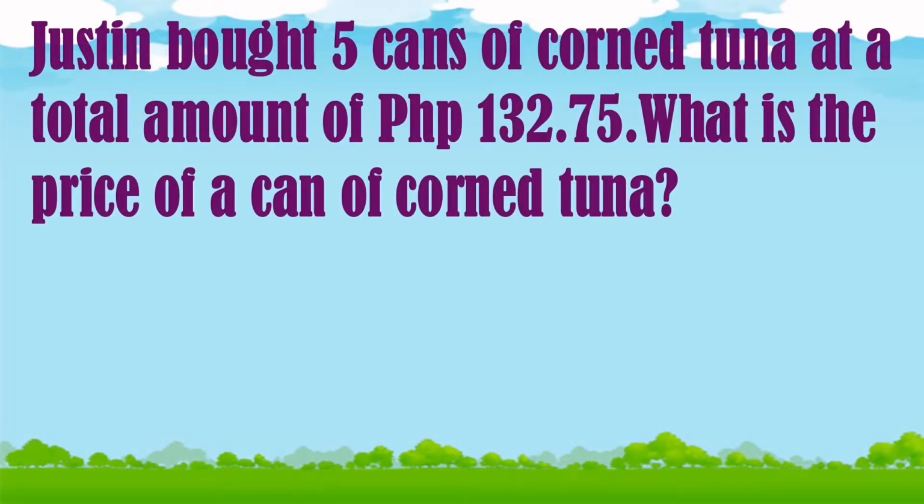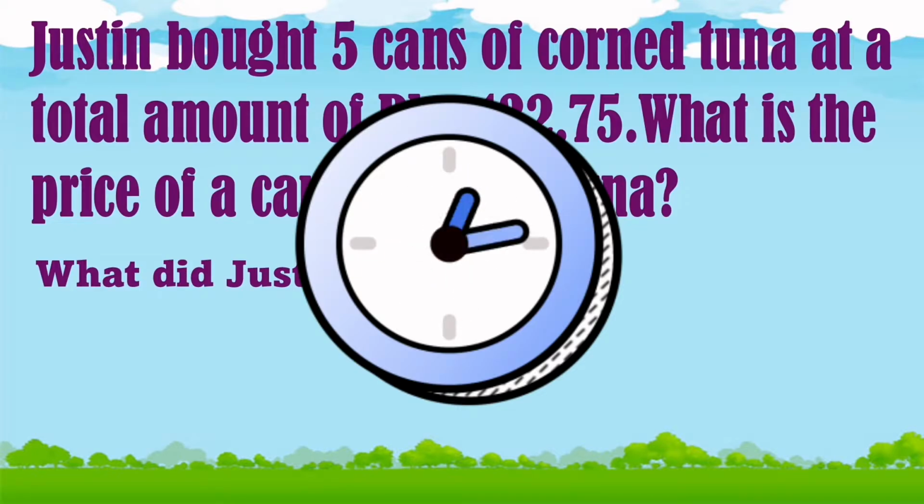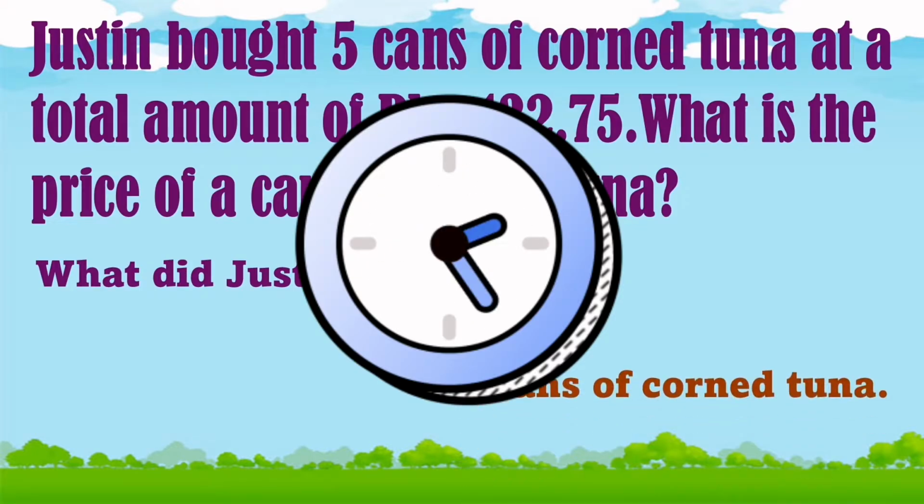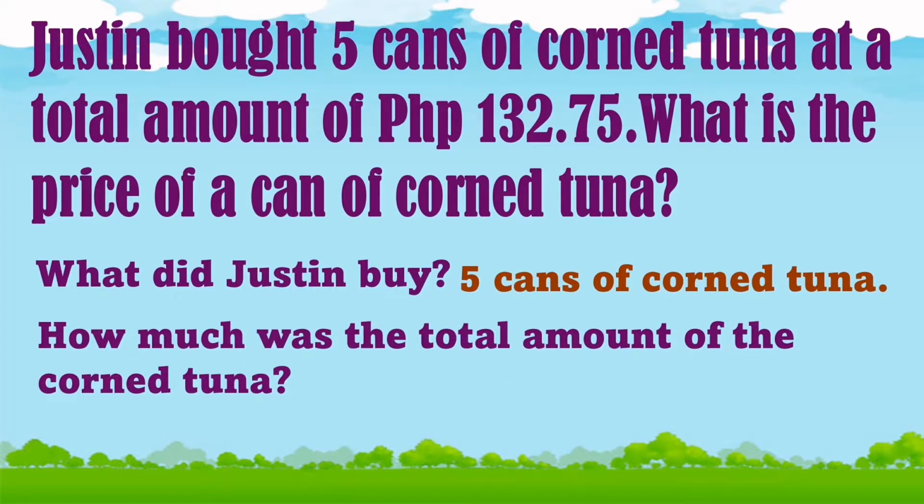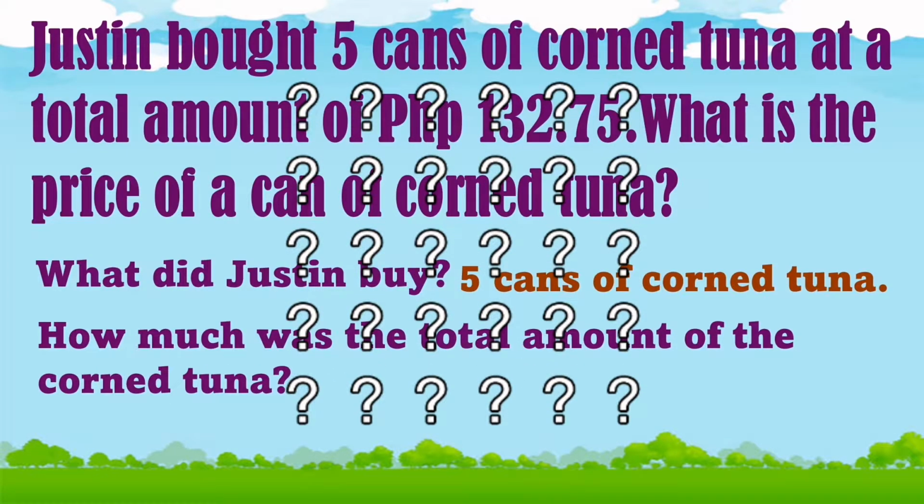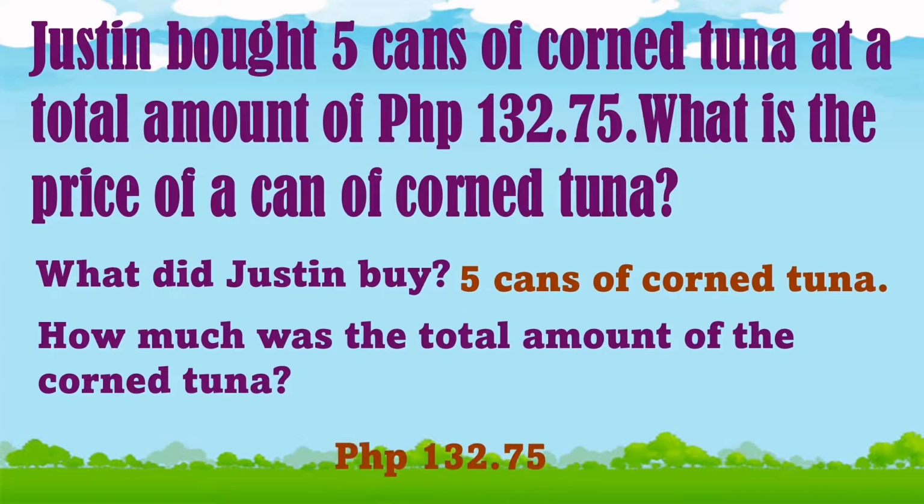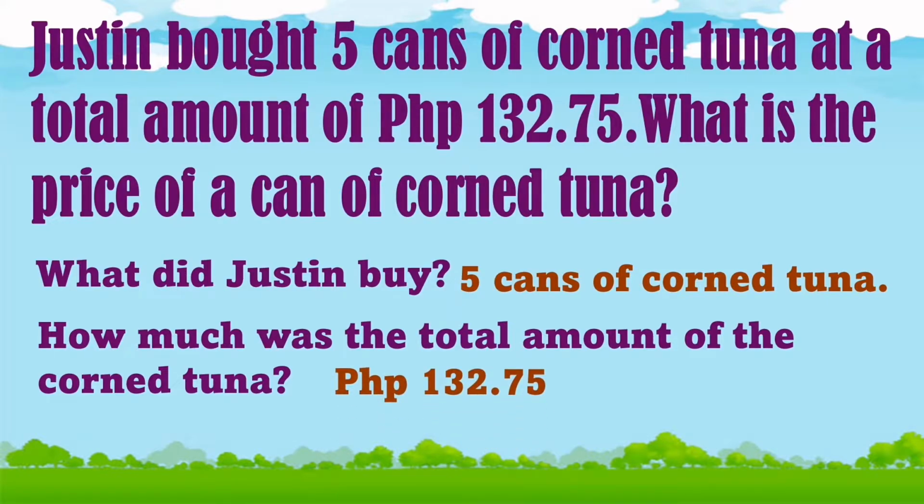Let us now have sample problems. Justin bought 5 cans of corn tuna at a total amount of 132 pesos and 75 centavos. What is the price of a can of corn tuna? What did Justin buy? Yes, 5 cans of corn tuna. How much was the total amount of the corn tuna? Correct, 132 pesos and 75 centavos.